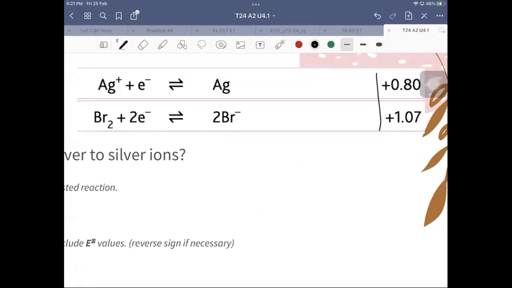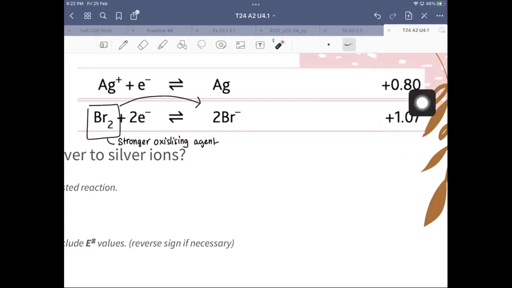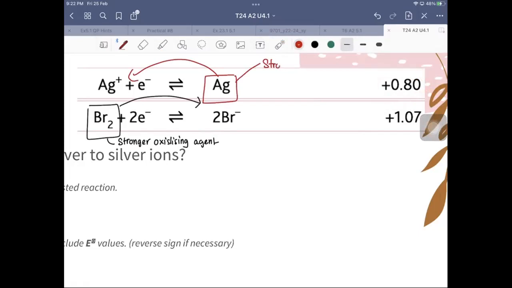Okay, so you can see that my E-note values are not arranged from most positive to negative. But still, because this is the more positive number, that means bromine is more likely to be reduced. So that makes bromine a stronger oxidizing agent. Whereas my silver plus and silver half cell, even though it's not negative, is less positive than the bromine bromide half cell, which suggests that this half cell favors the reverse reaction. Which means that Ag is a strong reducing agent.